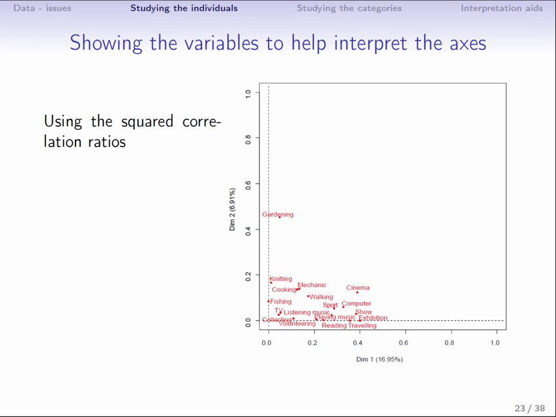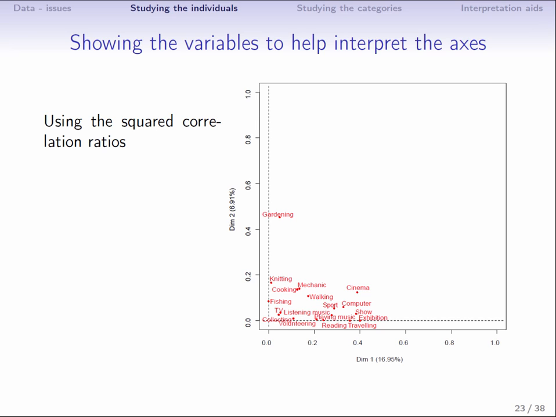In order to begin the interpretation, we can look at the variables with the largest correlation ratios for the first and second dimensions. But we still take into account the actual value of the squared correlation ratios, because even if a variable is the one the most connected to a certain dimension, it won't be seen in the same way if its value is 0.3 rather than 0.9, for instance. In our example, the connections are not very strong, not very close to 1.